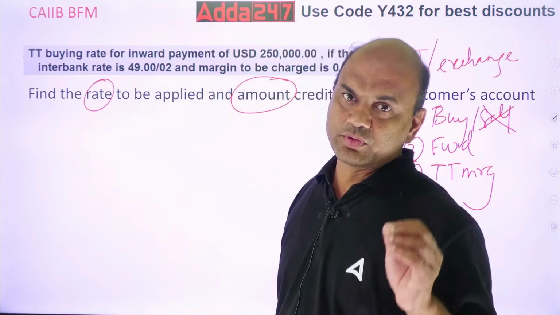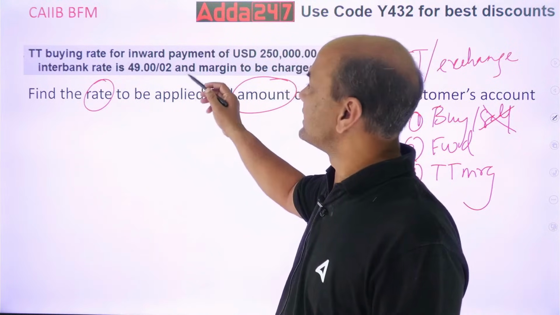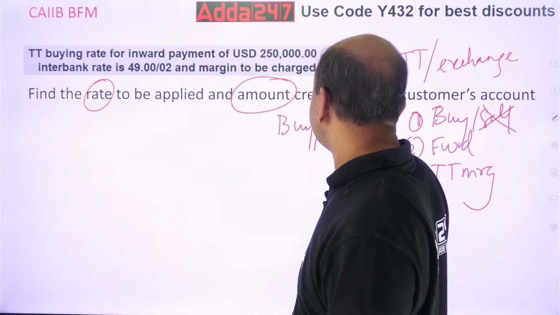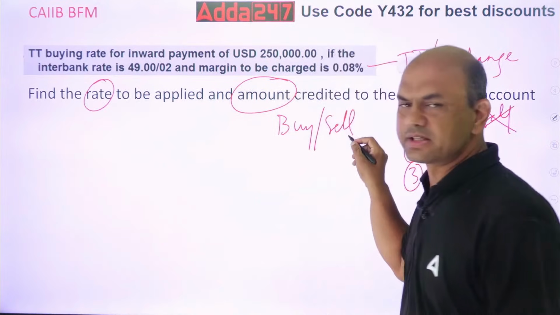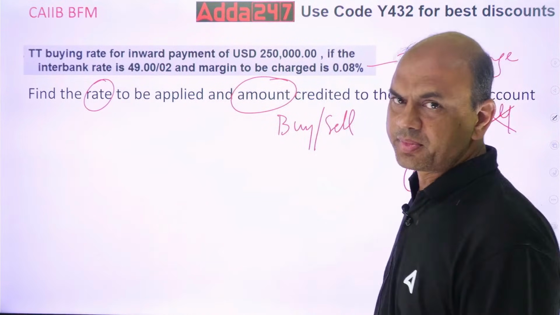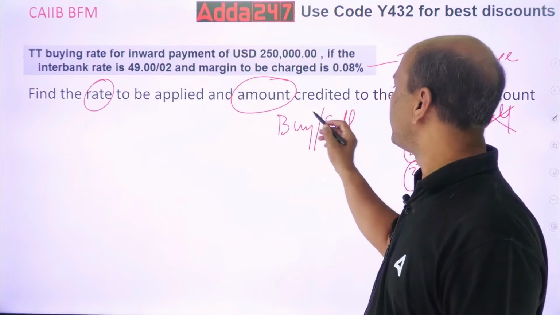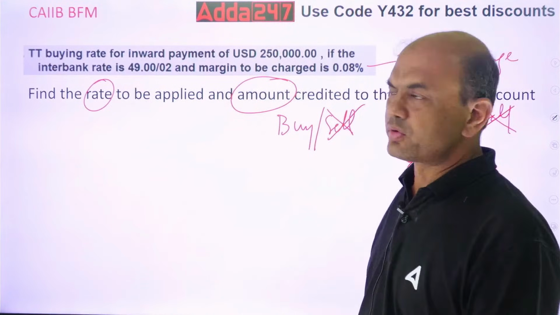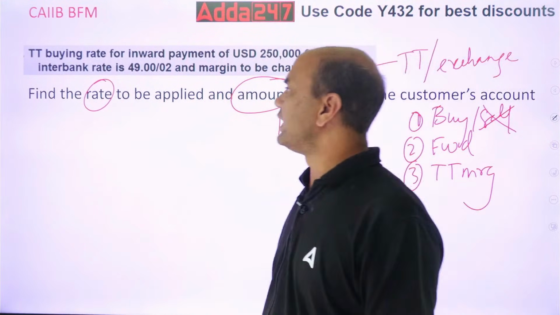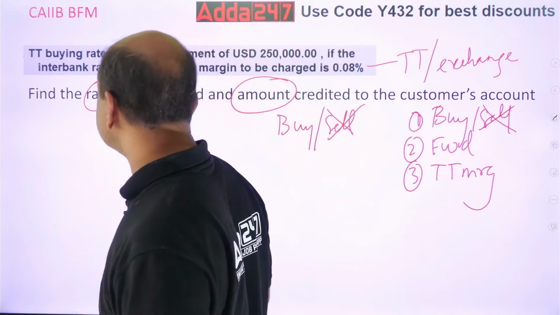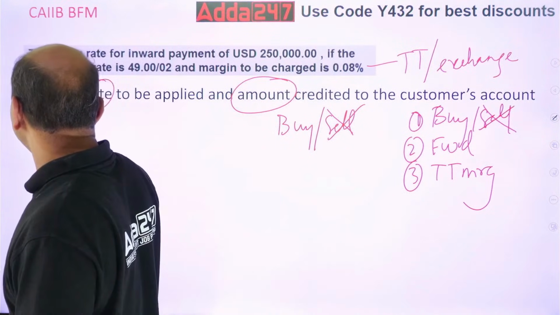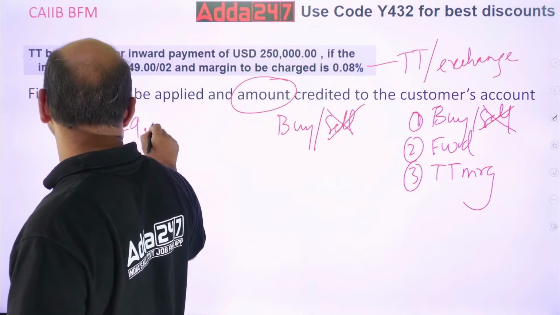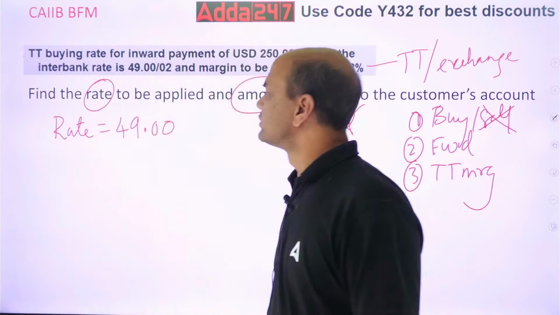Whenever we say use the buy rate, immediately cancel the right side. I have told you earlier also, right side is always sell, left side is always buy. So, here I am buying it. So, cancel this sell. Right side, everything cancel. So, your rate becomes what? Interbank rate is 49.00. So, bank rate equals 49.00. Okay? So, this is the spot rate.